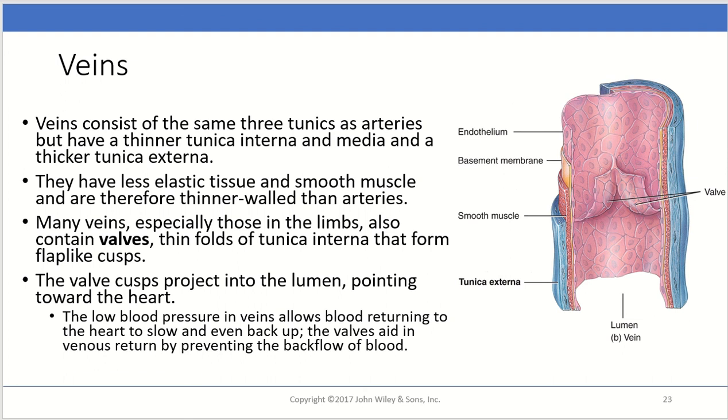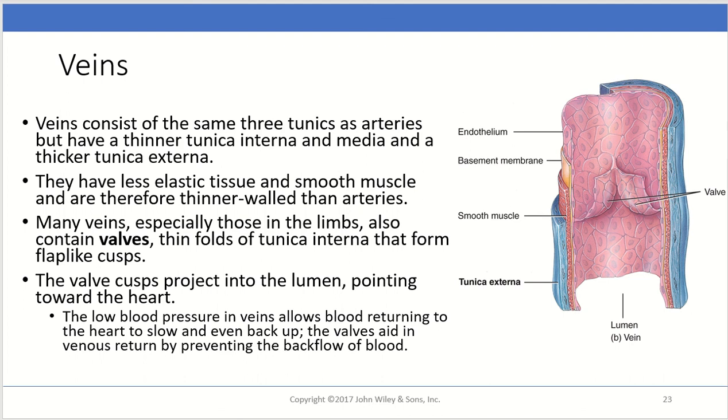These veins are going to have less elastic tissue and smooth muscle, and are therefore going to have thinner walls than what we would see in the arteries. So many veins, especially those that are in the legs, are also going to contain these valves that you can see here. These sort of folded bits right here are our valves.